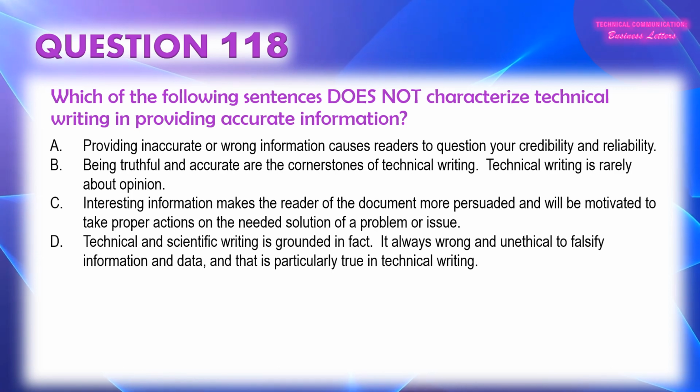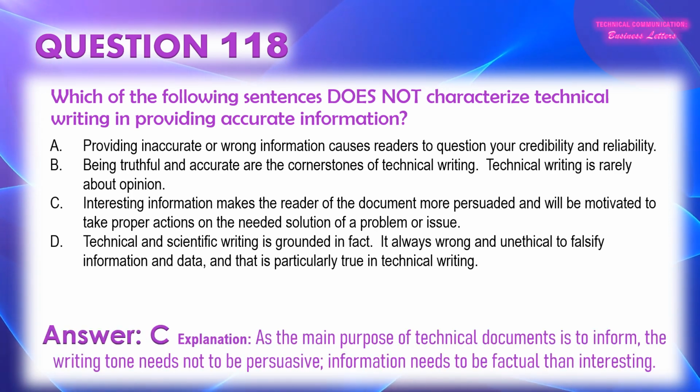Question 118. Which of the following sentences does not characterize technical writing in providing accurate information? Answer C. Interesting information makes the reader of the document more persuaded and will be motivated to take proper actions on the needed solution of a problem or issue. As the main purpose of technical documents is to inform, the writing tone need not be persuasive. Information needs to be factual rather than interesting.